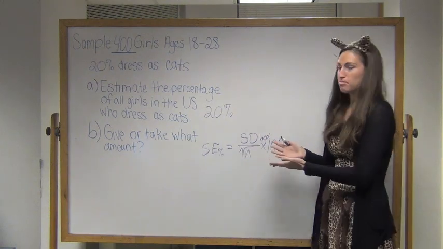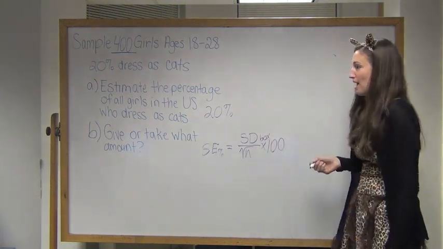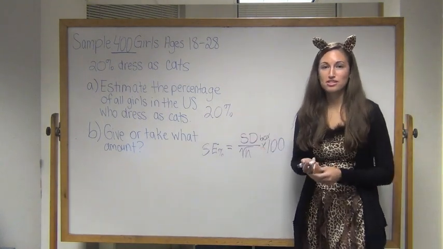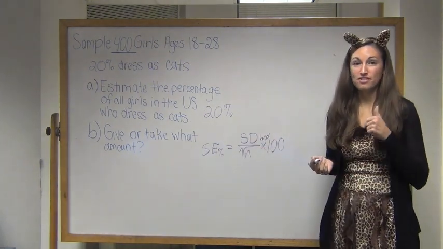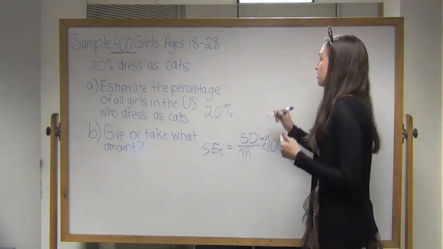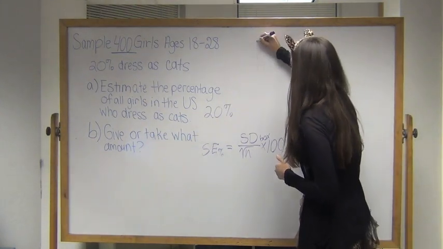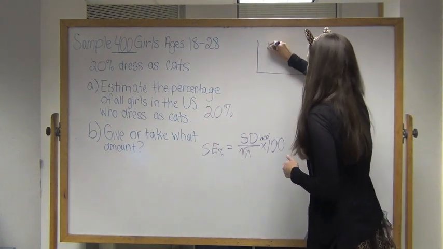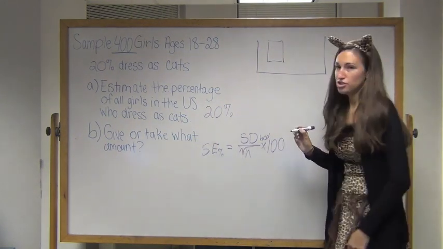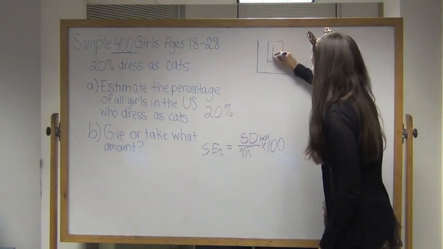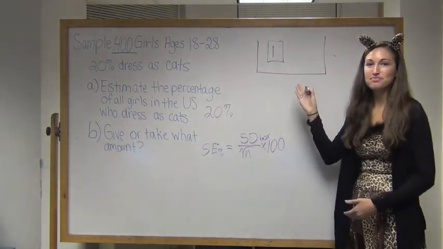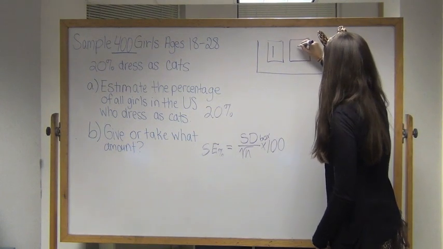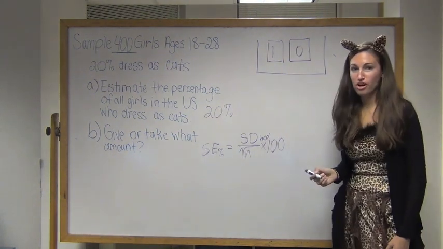To calculate the SE percent, the first thing we're going to do is draw our box. We're trying to figure out what percentage of girls dress as cats for Halloween, so they either do dress as cats or they don't. This box that we're going to draw is for the entire U.S. population. Dressing as cats is going to be shown by a 1 on the ticket. Not dressing as cats is going to be shown as a 0.